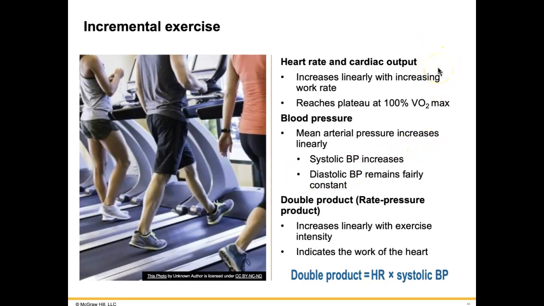Now, we've talked about incremental exercise before. Regarding our heart rate and cardiac output, we'll see that it will increase linearly when we increase our work rate, but we reach that plateau at 100% VO2 max. Our blood pressure is going to increase linearly as well. We'll see that systolic blood pressure specifically will increase, whereas the diastolic blood pressure remains fairly constant. Another increase we see is the double product, which is referring to how hard the heart is working. And that increase takes place linearly as we are increasing our exercise intensity.